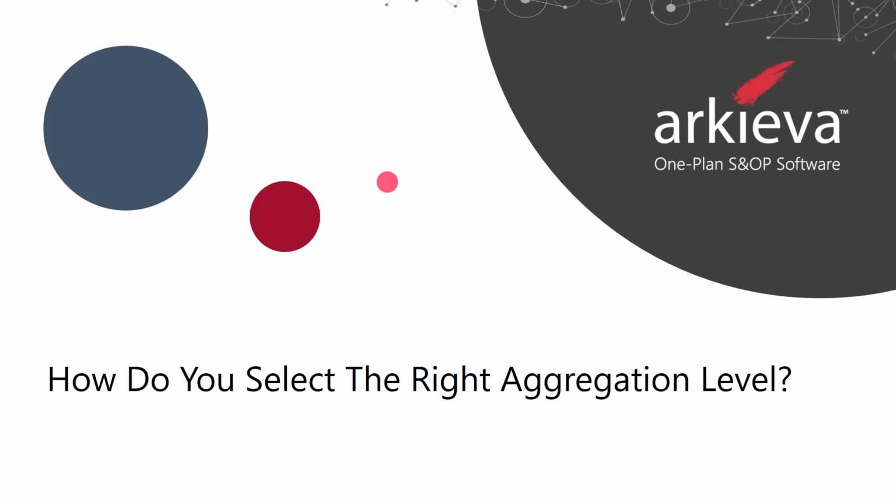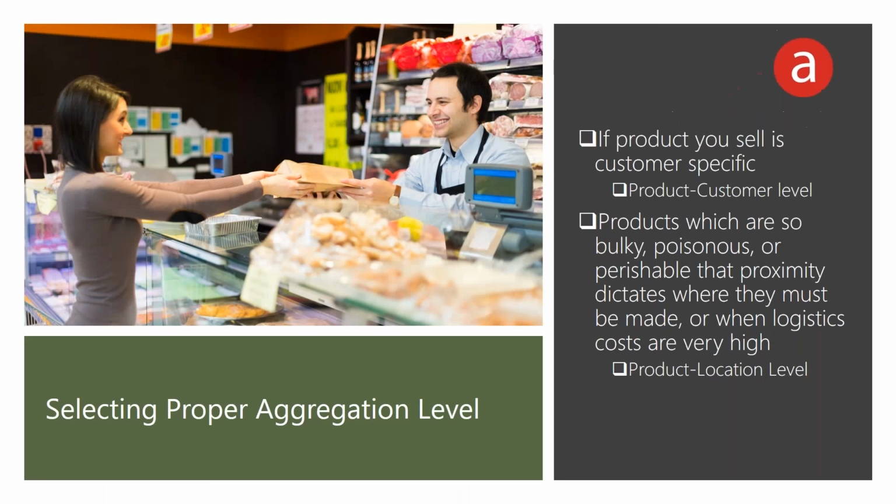Okay. Now that we have all this information and what level or aggregation level means, and what we can do in Arkieva, we start thinking, and hopefully you are already thinking, how can I select the right level of aggregation, or what is the right level of aggregation? So I have a few examples at a very basic level.